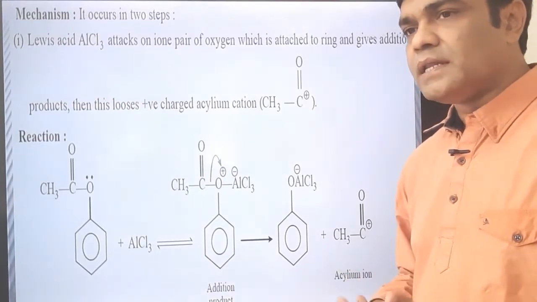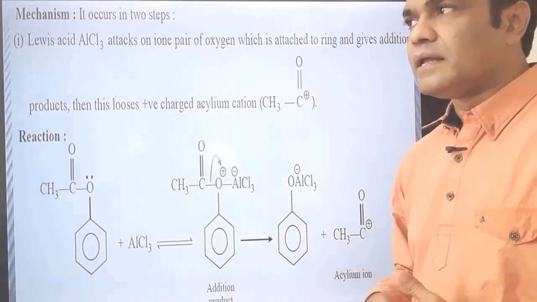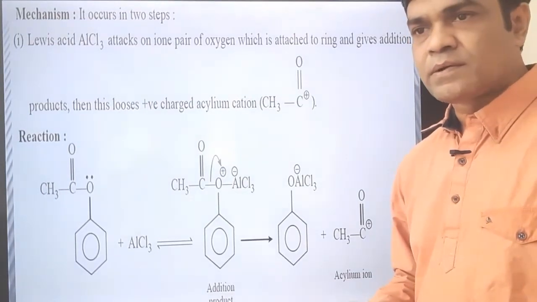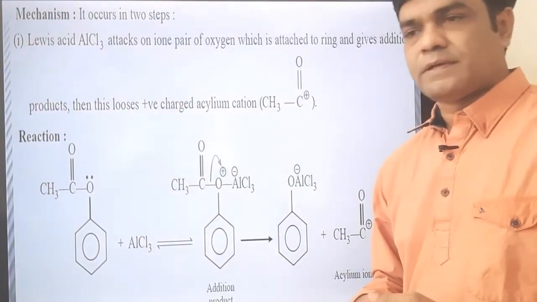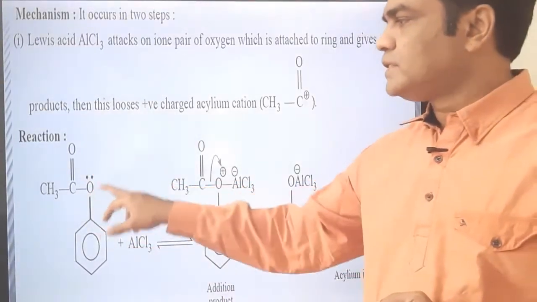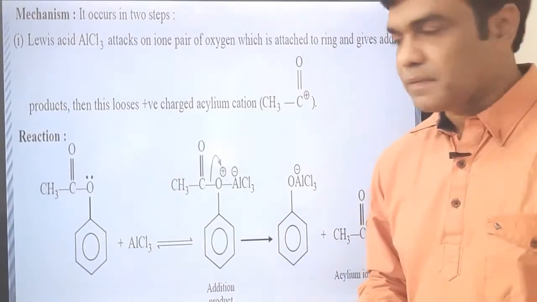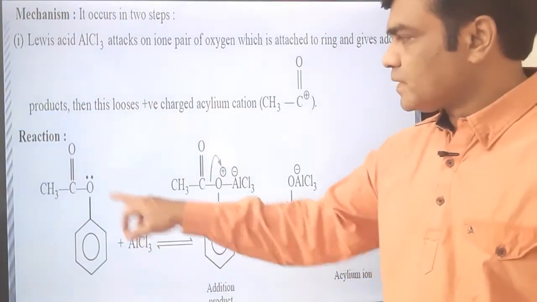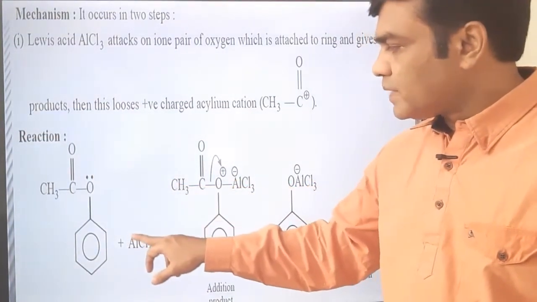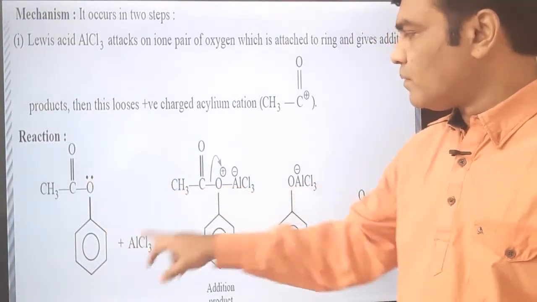And as per the Lewis concept of acids and bases, you know that the electron deficient species, that is an electrophile, is called an acid. So aluminum trichloride is the acid, and oxygen here is a base. Why is it basic in nature? Because it has a lone pair of electrons. So obviously this oxygen will donate its lone pair to the aluminum, and an oxygen aluminum bond is formed.